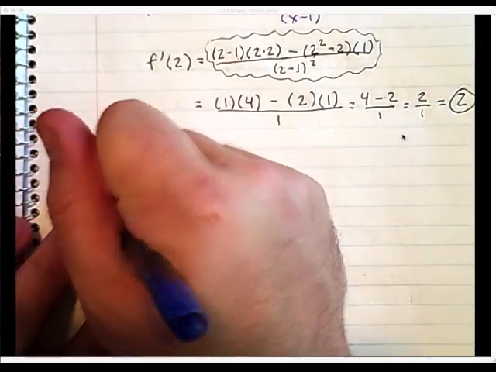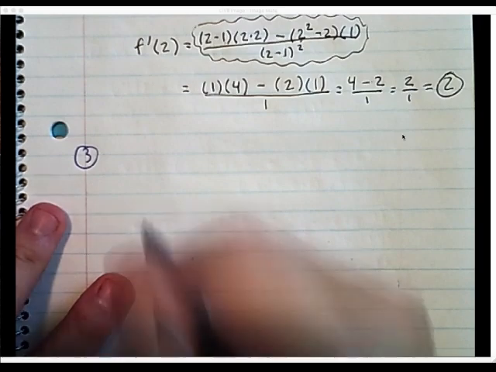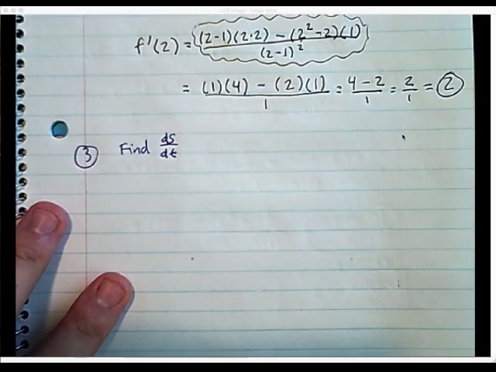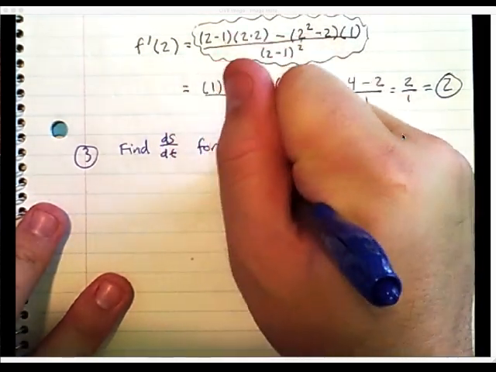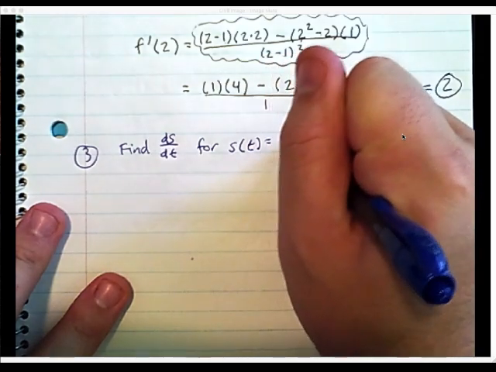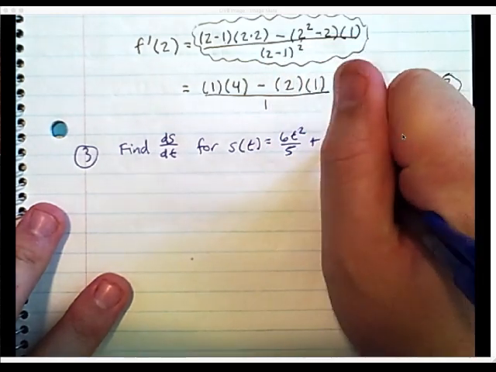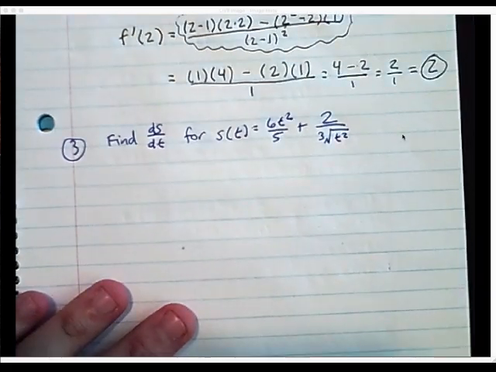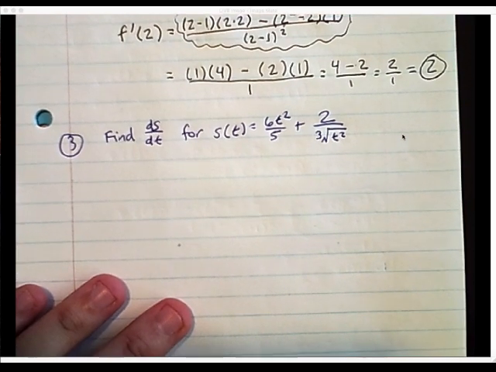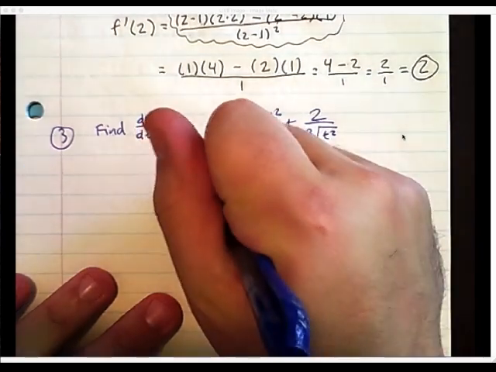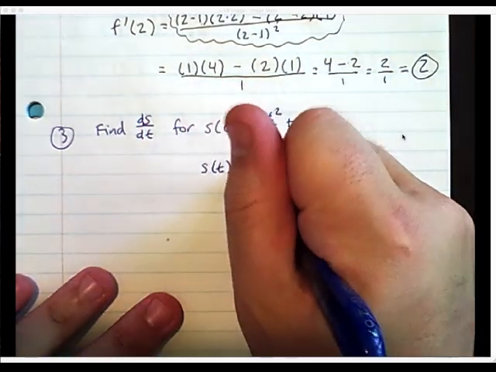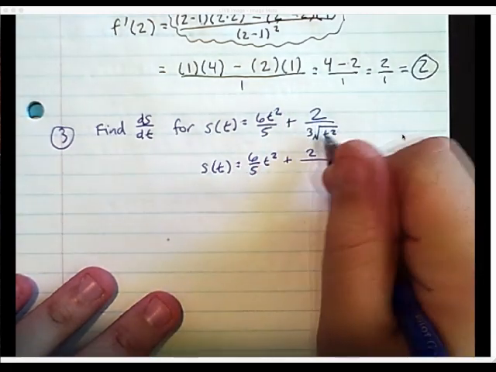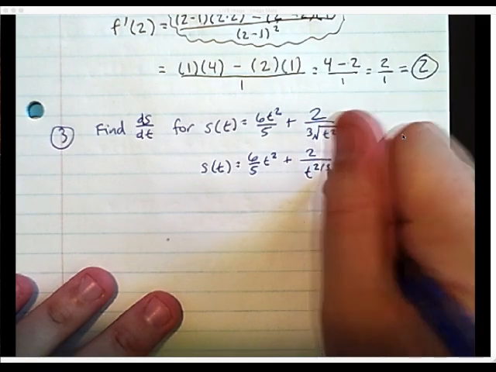Number 3. It says find ds over dt, which again means the derivative, for the function s of t equals 6t squared over 5 plus 2 over the cube root of t squared. Maybe I have to use the quotient rule, maybe I don't. So let's try to rewrite s of t a different way. Let's write it as 6/5 t squared plus 2 over, I can rewrite that radical as t to the 2/3 power.